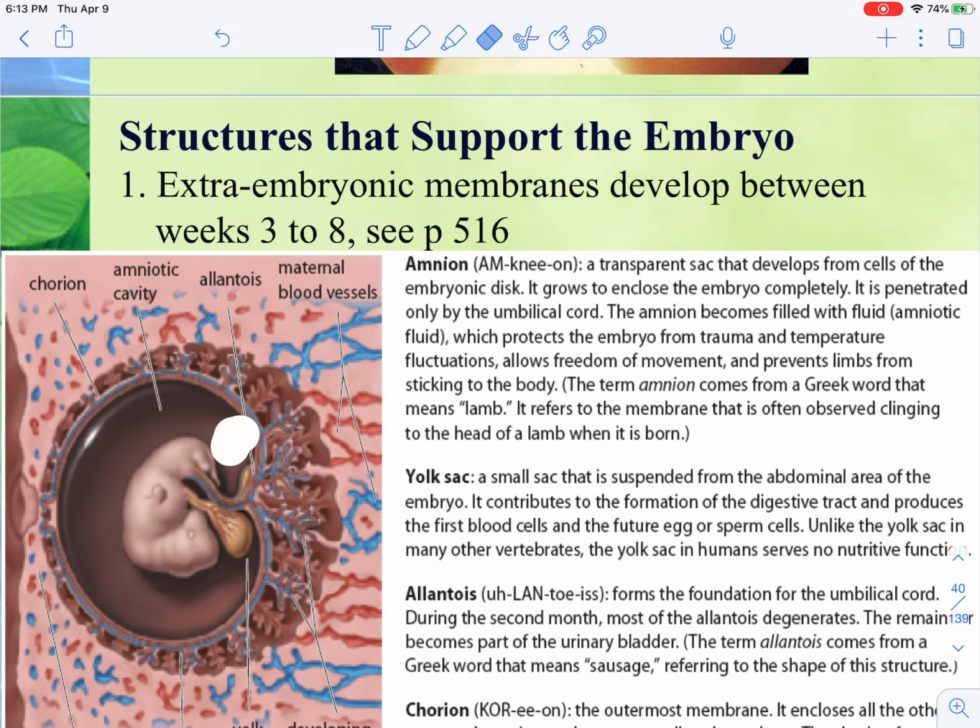First of all, the amniotic fluid in this region right here is going to protect that baby from any trauma or even temperature fluctuations, and that baby can move around freely in that fluid. The amniotic fluid is being secreted by the amnion, which is that inner layer.